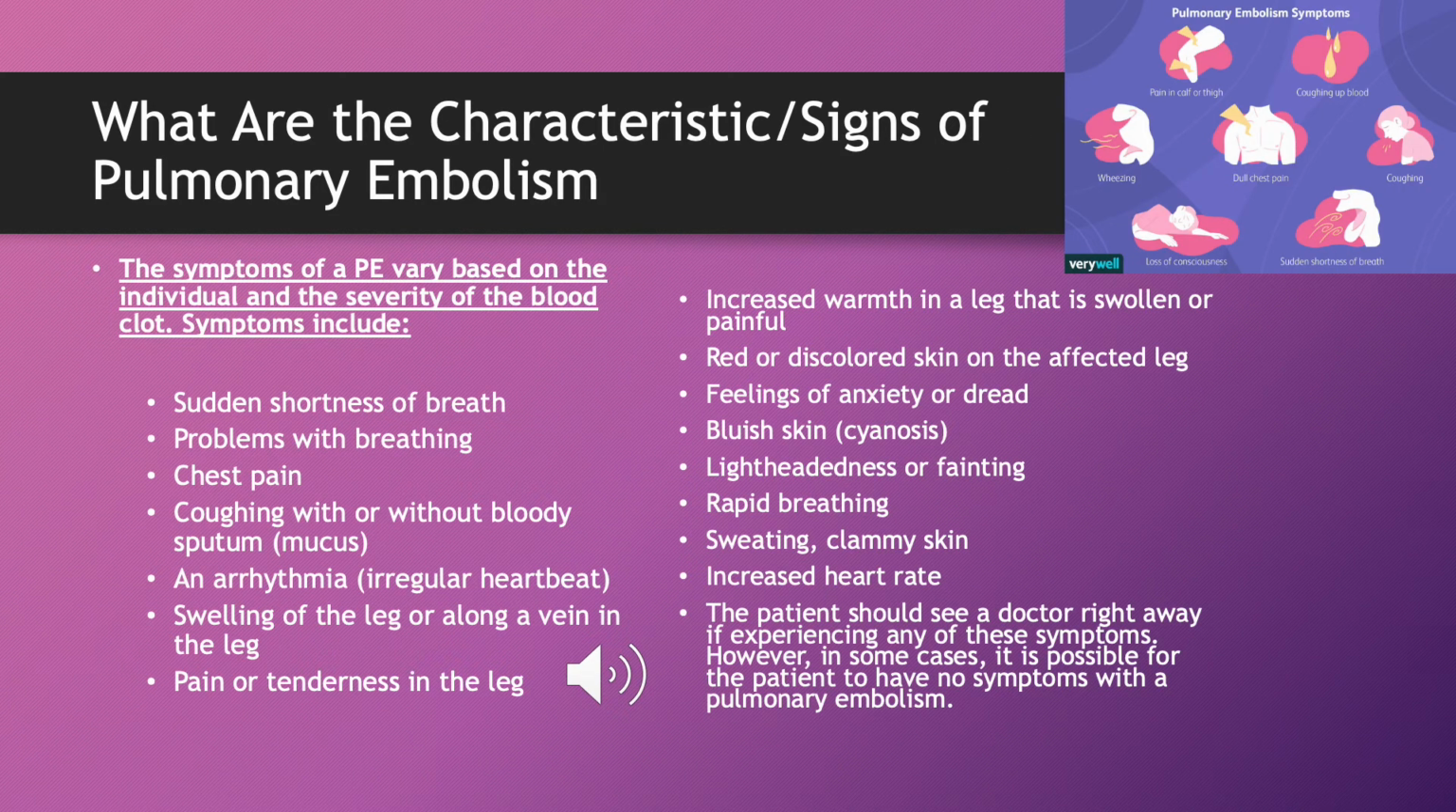So let's dive into some characteristics and some signs of pulmonary embolism. The symptoms of a PE can vary based upon the individual and the severity of the clot. Some of the key signs to remember are sudden shortness of breath, any type of breathing troubles, chest pain, coughing with or without bloody sputum. If you notice you have an irregular heartbeat, swelling of the leg or along a vein in the leg, any tenderness, warmth, pain or swollen areas in that leg, rapid breathing, sweating, clammy skin, increased heart rate, those are some key signs that you might have a pulmonary embolism.